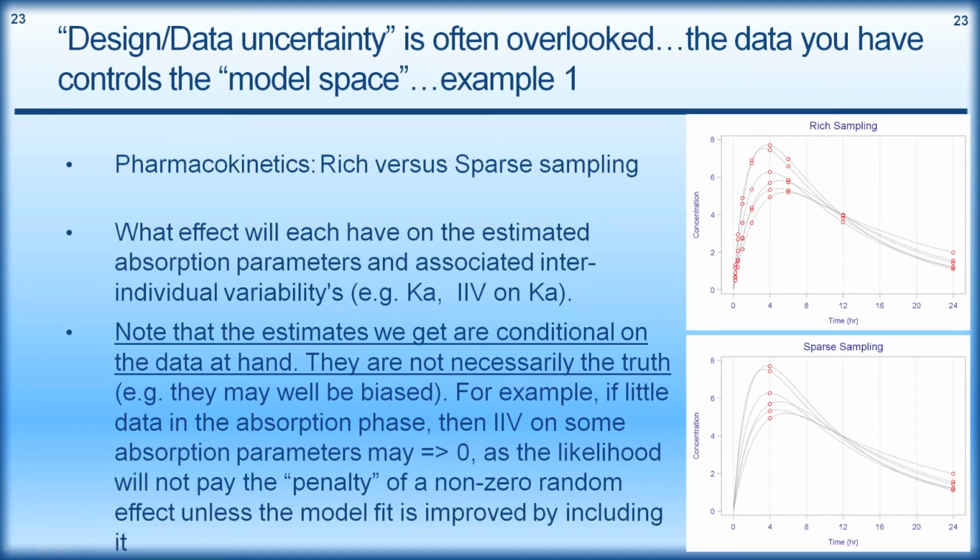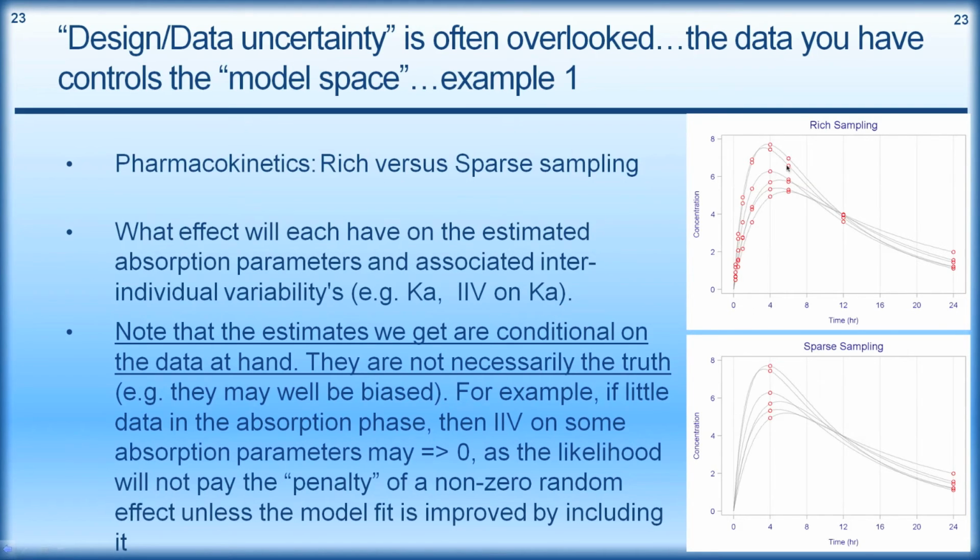So here, for example, we have the situation in pharmacokinetics where we perhaps have rich sampling. We have 6 subjects here, showing that they got sampled at 24 hours and at 12 hours, at 6 and 4, quite a lot in this early absorption phase, versus perhaps sparse sampling where there's only one measurement at 4 hours and one measurement at 24. So we can ask, what effect will each have on the estimated absorption parameters and associated inter-individual variabilities, for example a first order process Ka or the inter-individual variability on Ka.